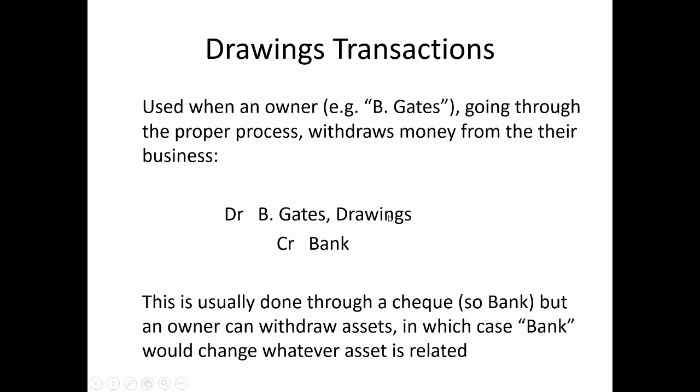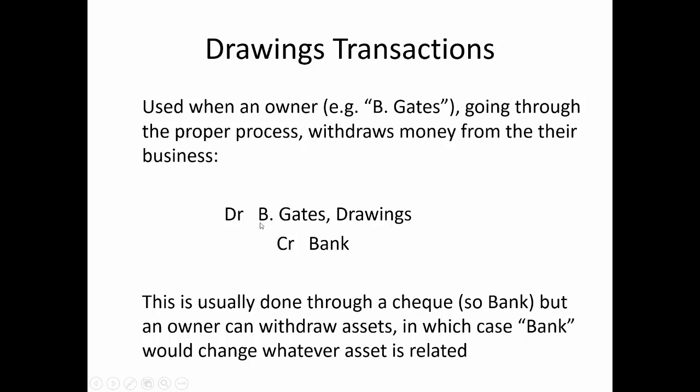Drawings transactions are pretty straightforward. In this case, we have this fictitious business owner named Bill Gates, B. Gates. And as the accountant, we would expect them to go through whatever proper process there is for withdrawing money from the business. But if they're the owner, they can do that anytime. There are pros and cons to doing it, but as long as they follow the proper procedures and provide you with proper paperwork, they're quite welcome to do that. Typically, the owner will take that value out in the form of cash. So our bank is going to go down, and so we're going to have a credit for that.